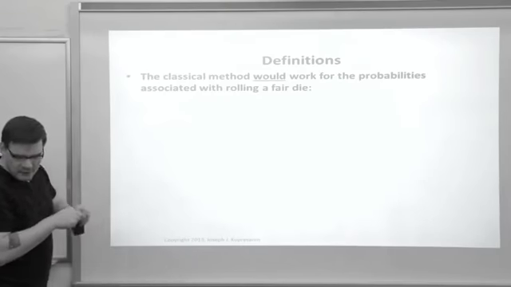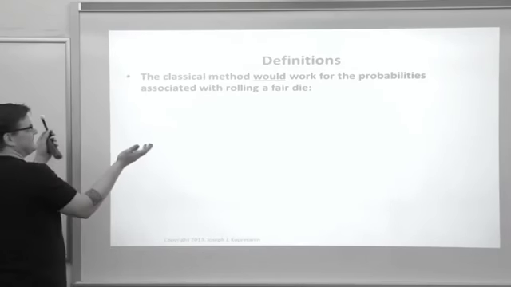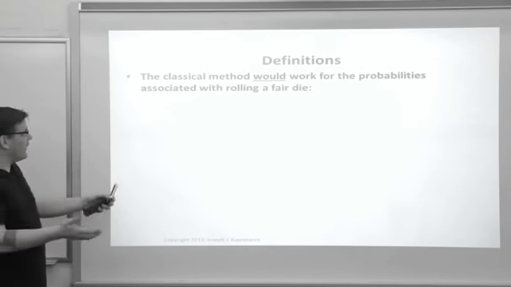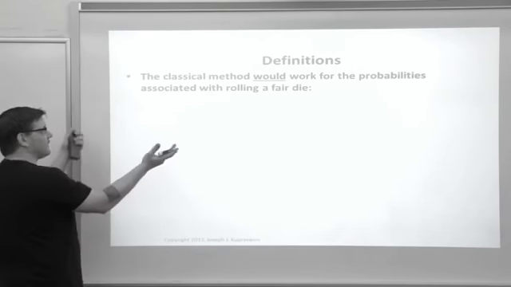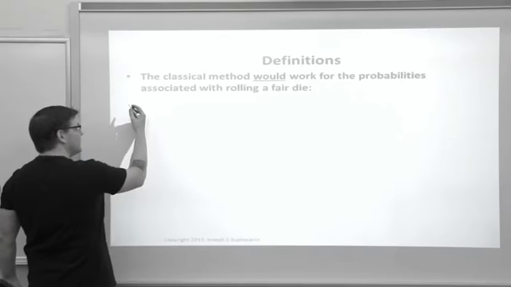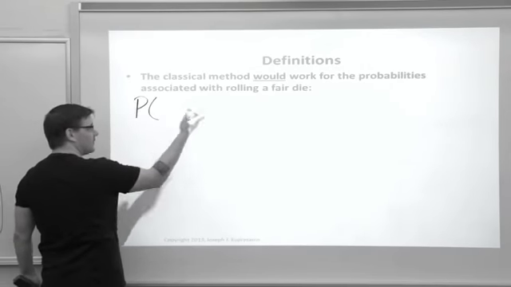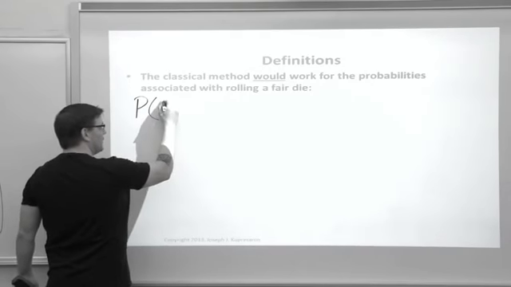Where does classical work? Dice, cards, lotteries, flipping coins, classical method. Let's roll a fair die, for example, to wrap up this video. So, probability. We're going to roll a fair die, 6-sided cube.